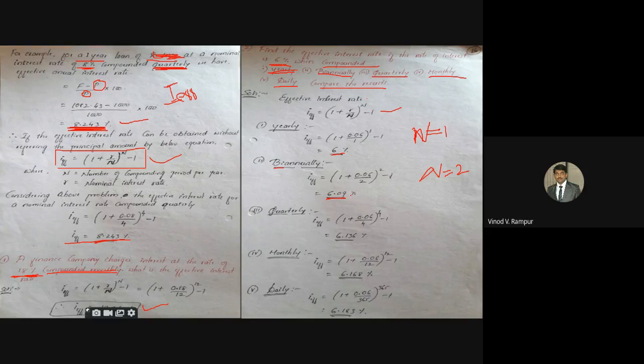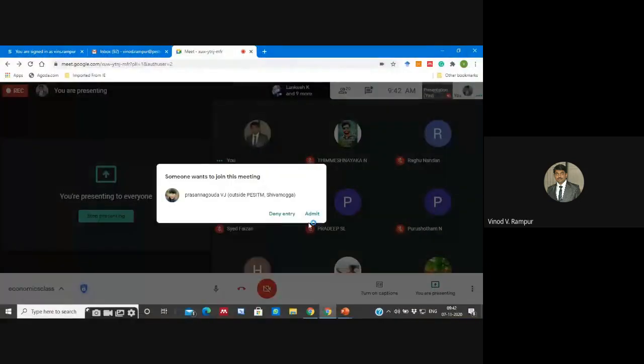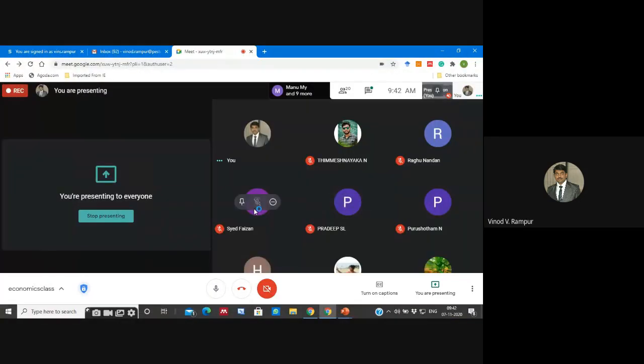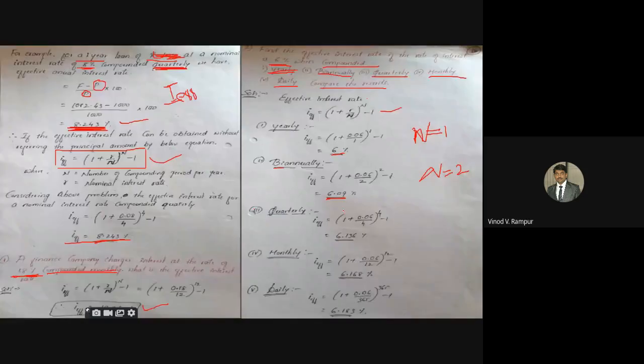Then come to third, quarterly. How many quarters? n is equal to 4. So 4 quarters equal 1 year. Then 1 plus 0.06 divided by 4, raised to 4, minus 1. Then the effective interest rate is 6.136%. We are paying this whatever the principal amount we have taken from others.